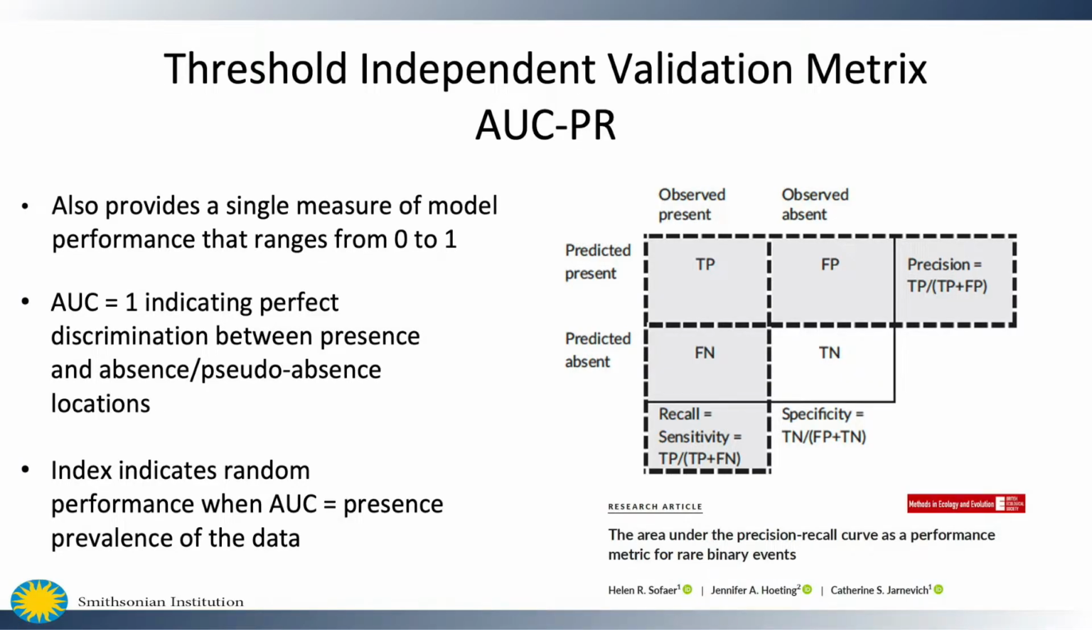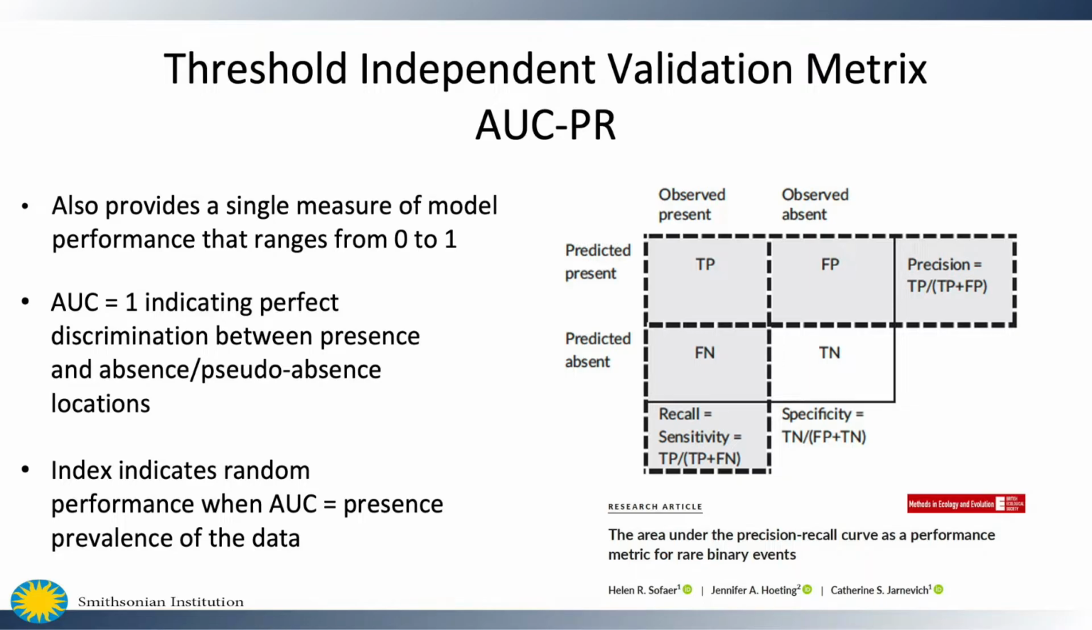So recently, Sofer et al. proposed a new metric that is less sensitive to the absence locations for when we have presence-only data, and this is the area under the curve of the precision-recall. This metric relies on sensitivity, which we can also call recall, and the precision, so the true positives divided by the true positives plus the false positives.